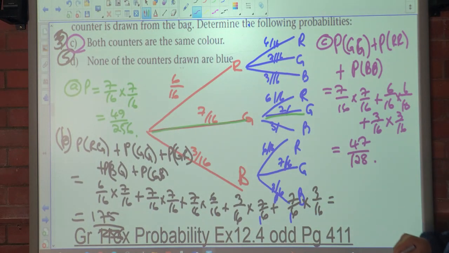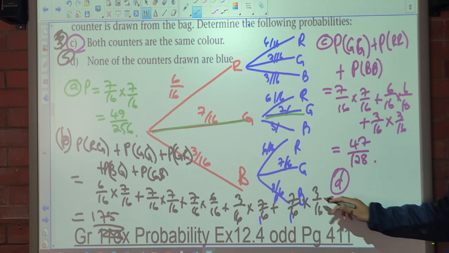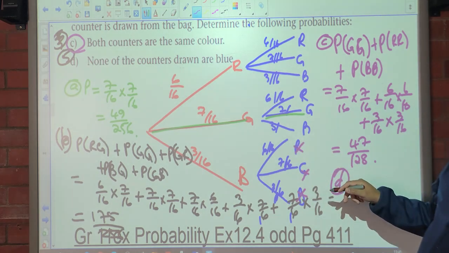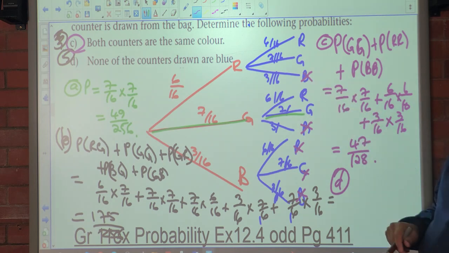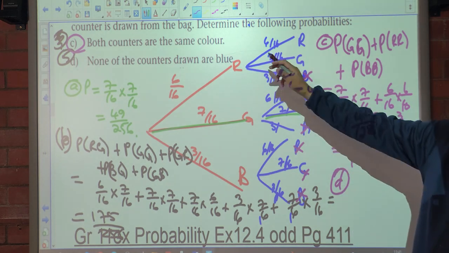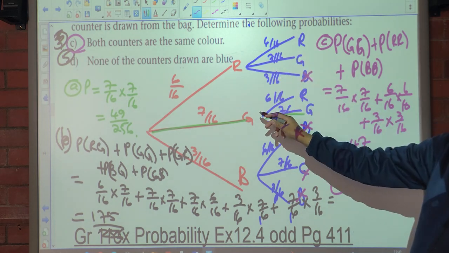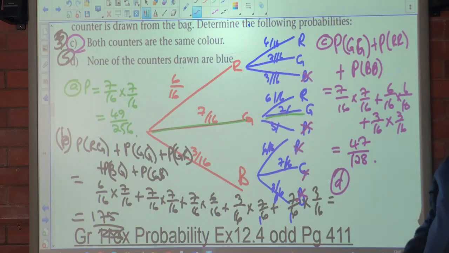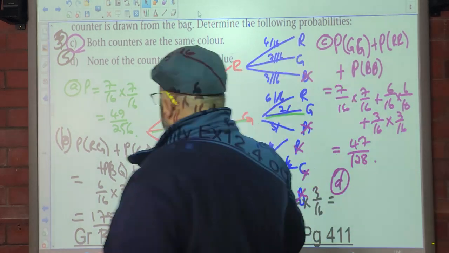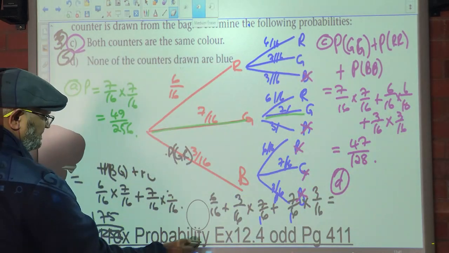Let's look at D. D says none of the counters drawn are blue. So that means I'm taking all of this out, that out and that out. So what are we left with? Red, red, red, green, green, red, green, green. That's all I'm left with. You all agree with that?